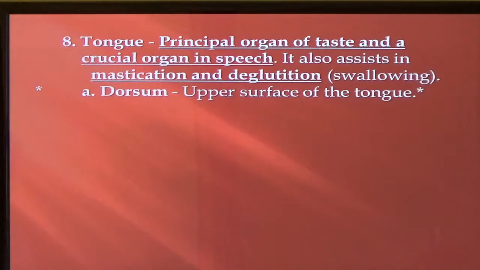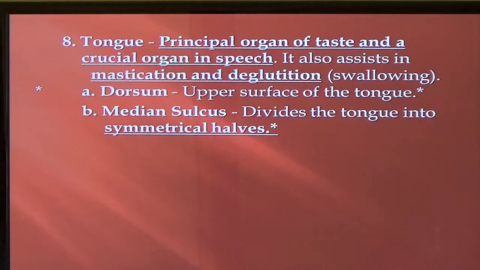Okay, the tongue is the principal organ of taste and a crucial organ in speech. It also assists in mastication, chewing, or deglutition, swallowing. Okay, the dorsum is the top surface of the tongue. What you can see is the dorsum of the tongue, the upper surface of the tongue.